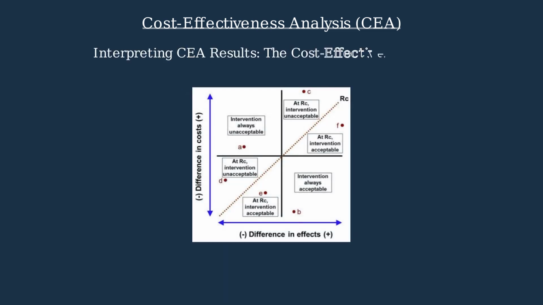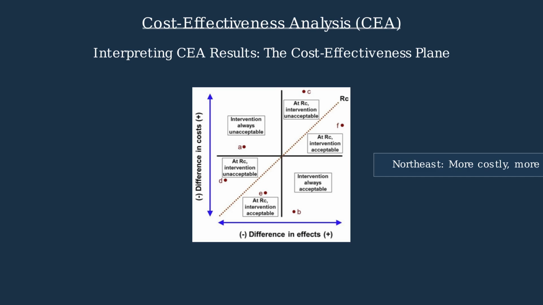Results from cost-effectiveness analysis can be visualized on a cost-effectiveness plane, which helps decision-makers interpret the findings. The plane shows the relationship between costs and effects. In the northeast quadrant, interventions are more effective but also more costly. In the southwest quadrant, interventions are less effective but also less costly. The other quadrants have clear dominance relationships.